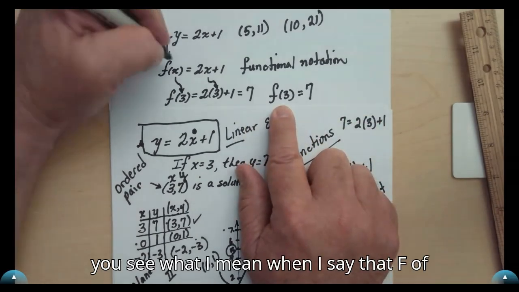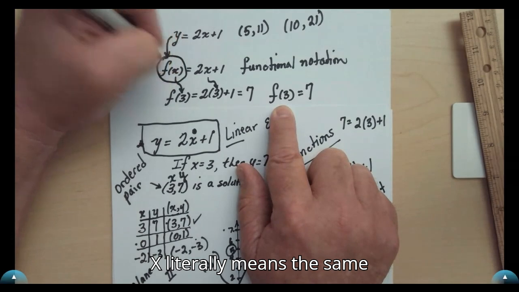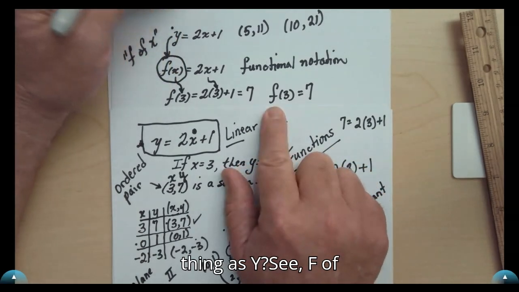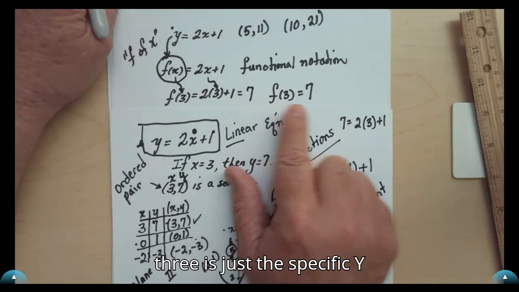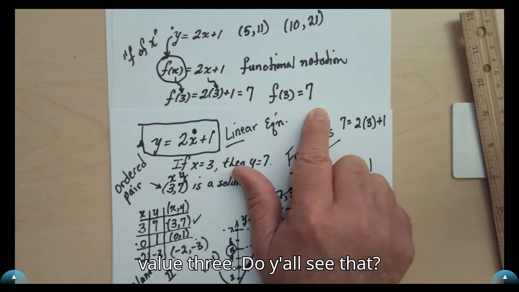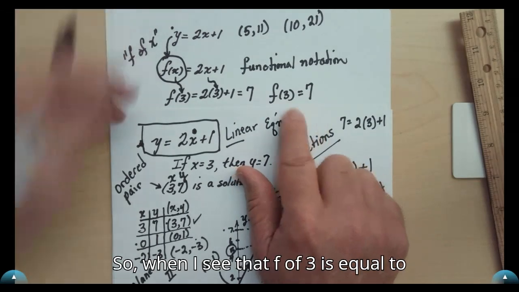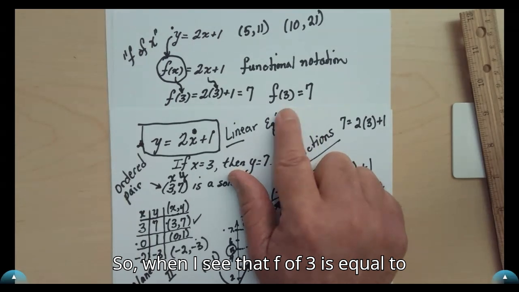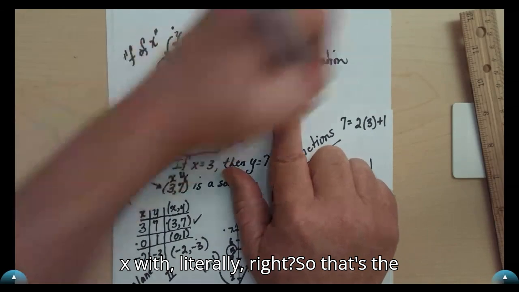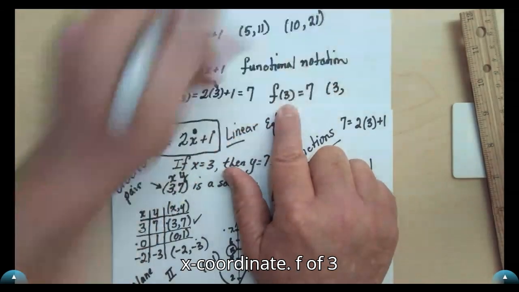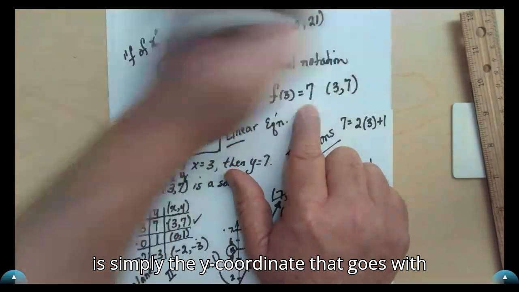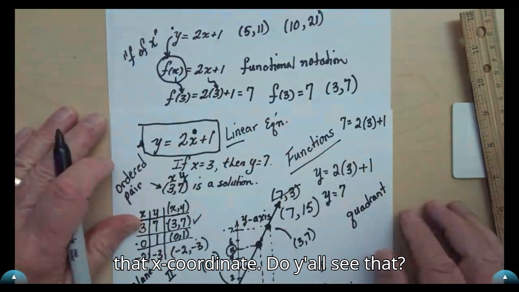Do you see what I mean when I say that f of x literally means the same thing as y? See, f of 3 is just the specific y value that goes with the x value 3. Do y'all see that? So when I see that f of 3 is equal to 7, well, I know that 3 is what I replaced x with, literally, right? So that's the x coordinate. F of 3 is simply the y coordinate that goes with that x coordinate. Do y'all see that?